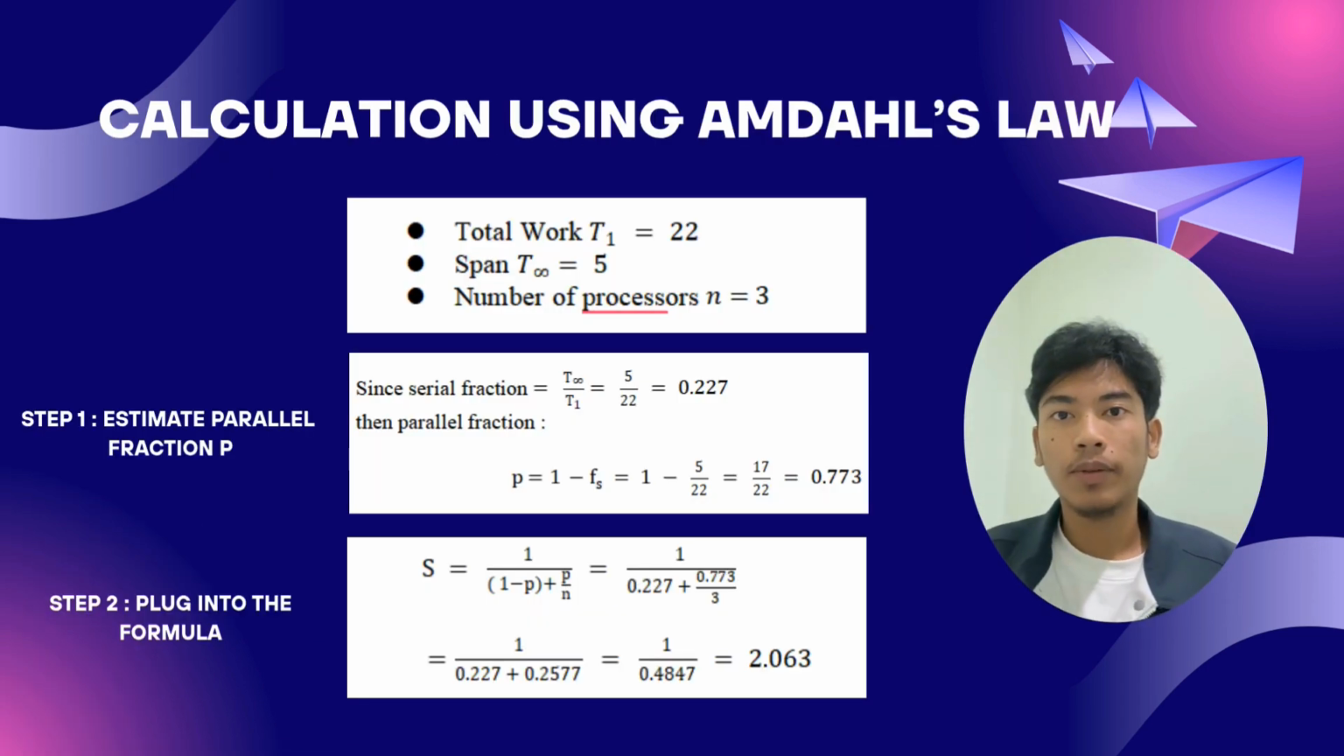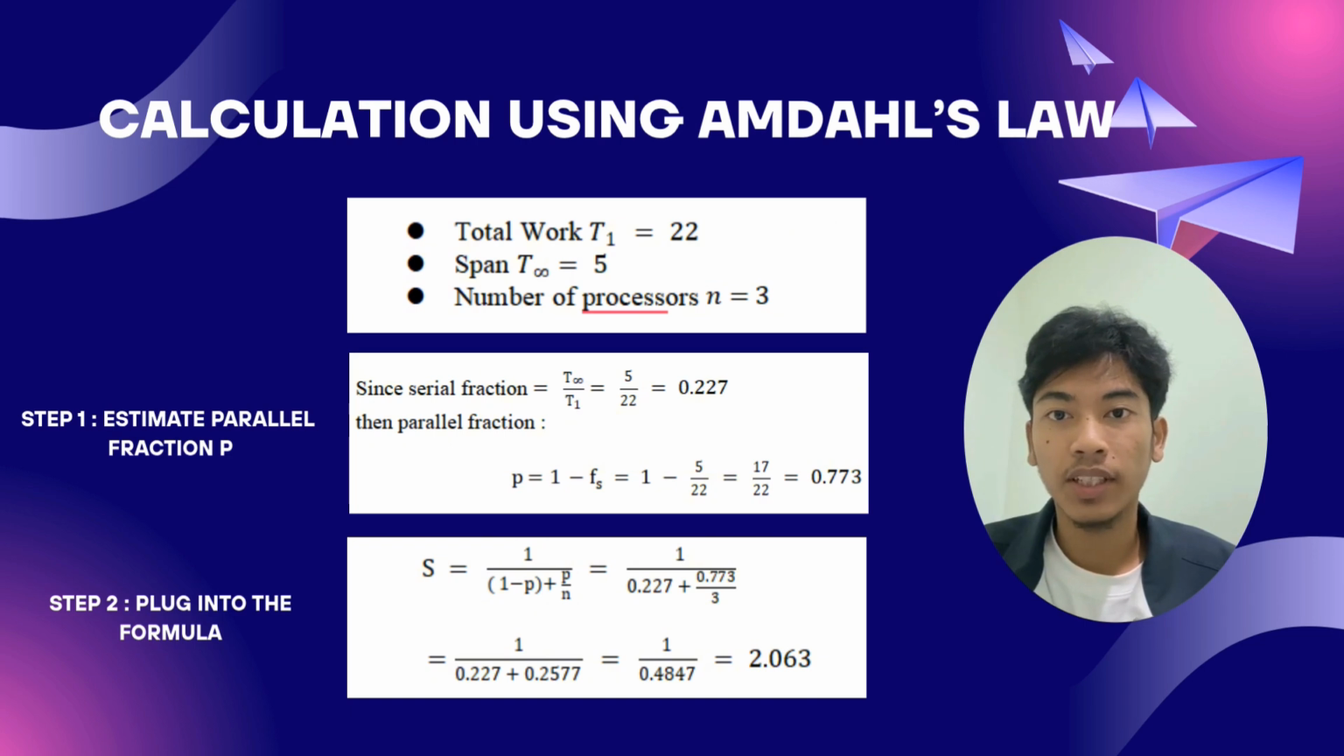From the analysis of MapReduce in the previous part, we have the total work, which is 22 operations, and the span has 5 steps. Since no number of processors is mentioned, let's say we have 3 processors. First, we need to estimate the serial fraction by dividing the span by the total work, to know the portion of work that cannot be parallelized. So the serial fraction is 5 over 22, which is approximately 0.227. And then we find the parallel fraction, which is 1 minus the serial fraction, and we get around 0.773.